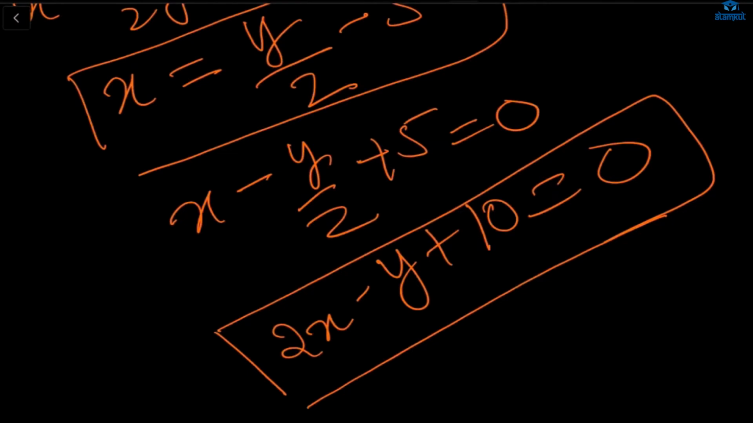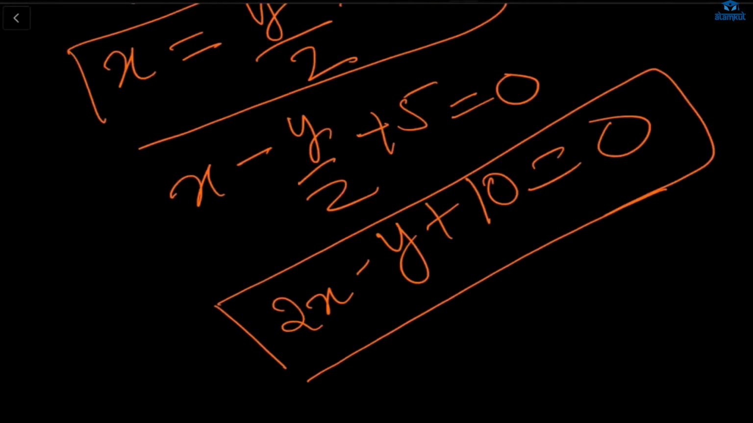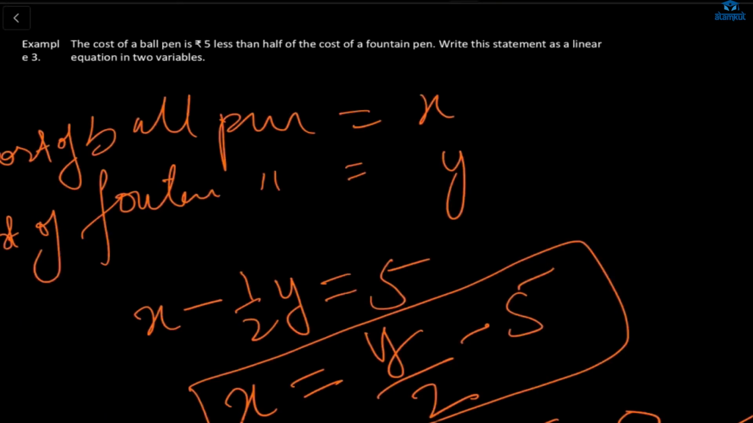Any doubt? Anyone? Yes, ma'am, but what is the answer to this question? We didn't get that. You have to just find the equation only. See, Advika, write the statement as a linear equation in 2 variables. Actually, this is a simple question just to tell you how you are doing it. It is actually preparing you for the main question.